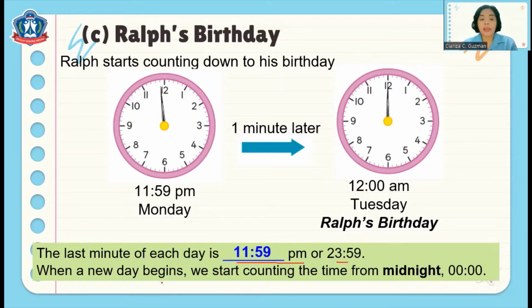When a new day begins, we start counting that time from midnight as 00 o'clock or midnight. This is a 24-hour clock, but in a 12-hour clock, this is 12 a.m.